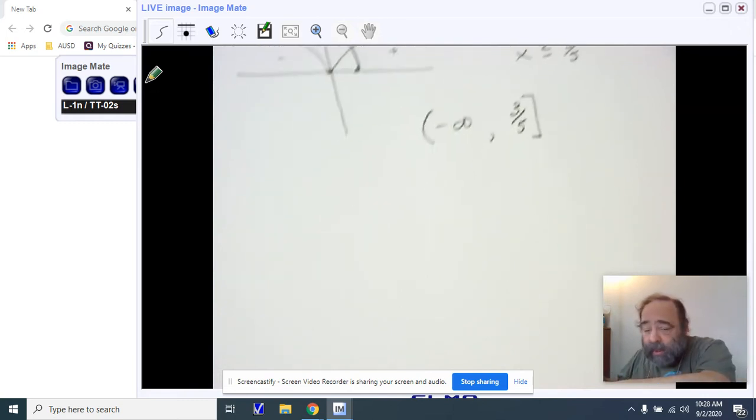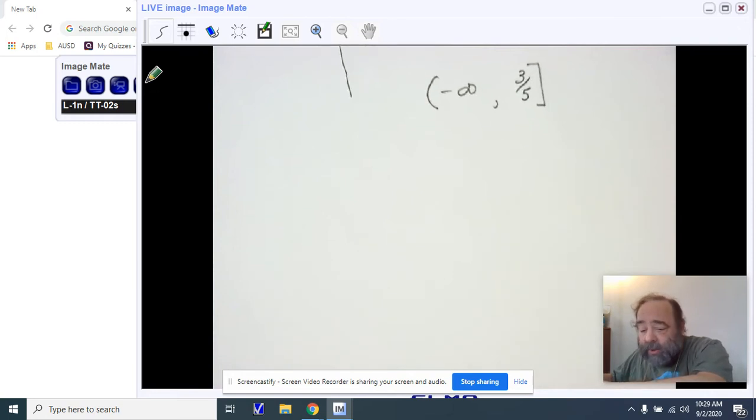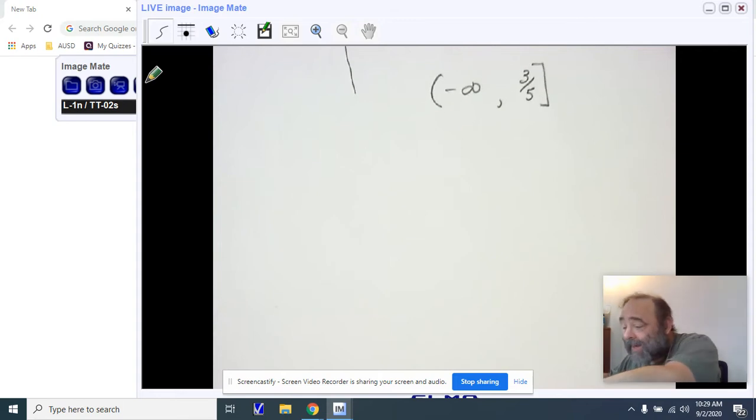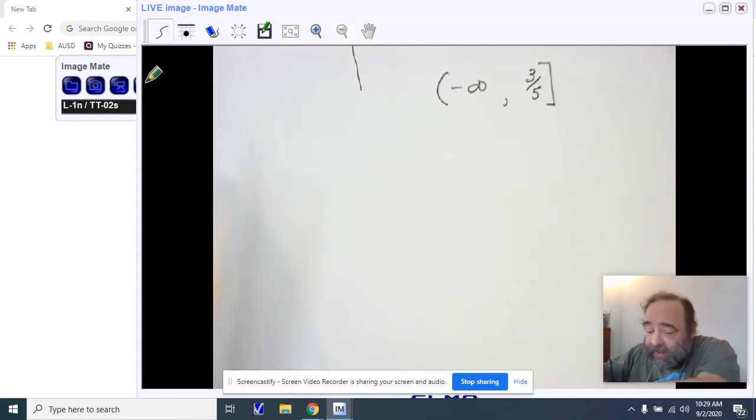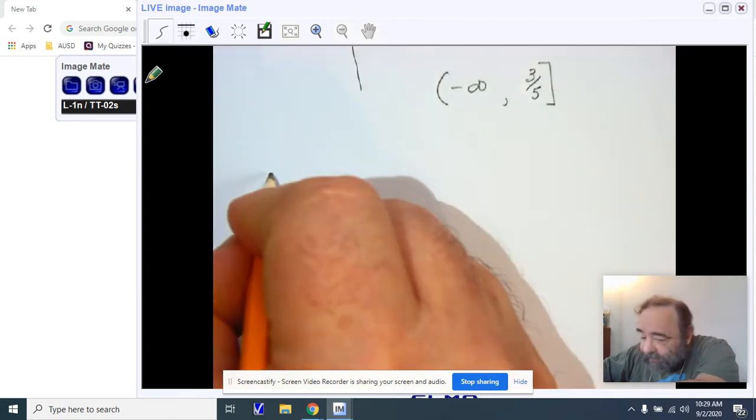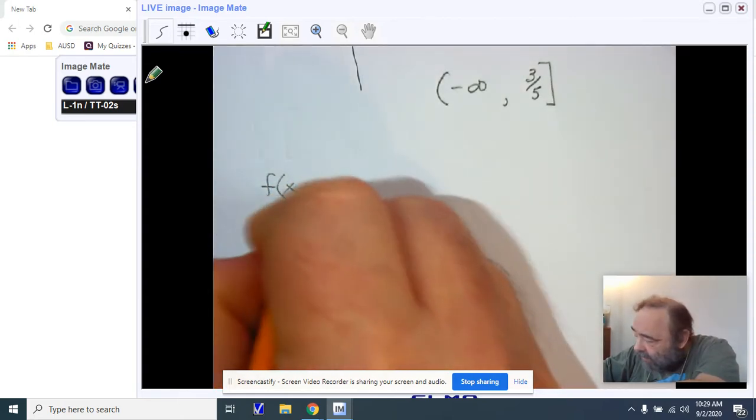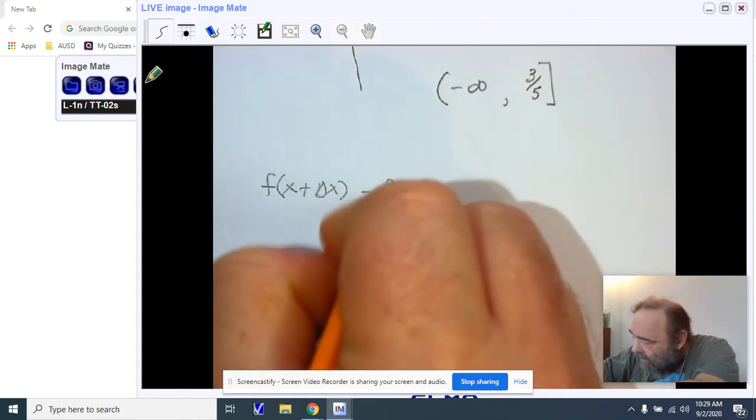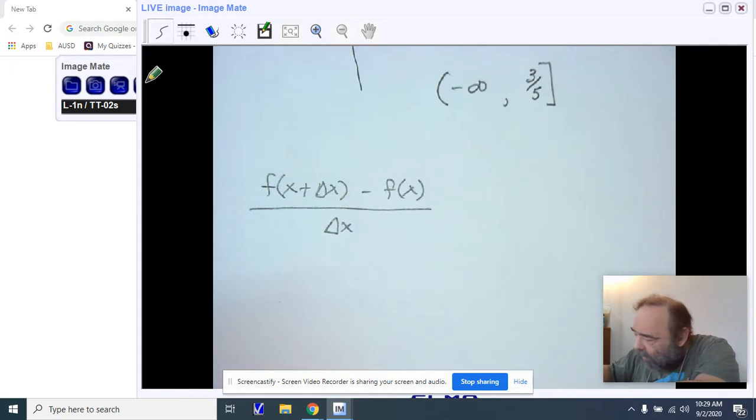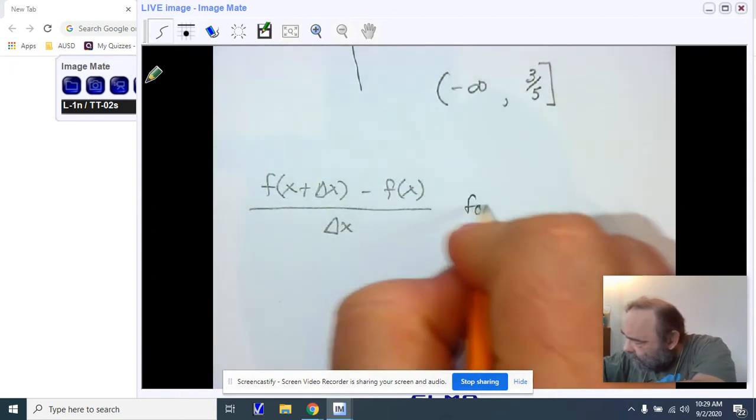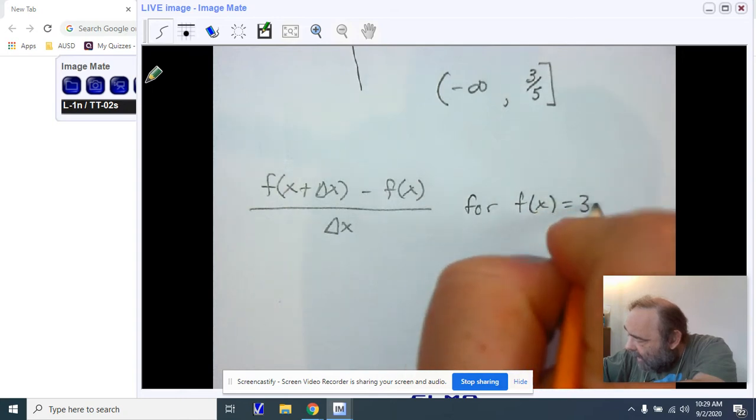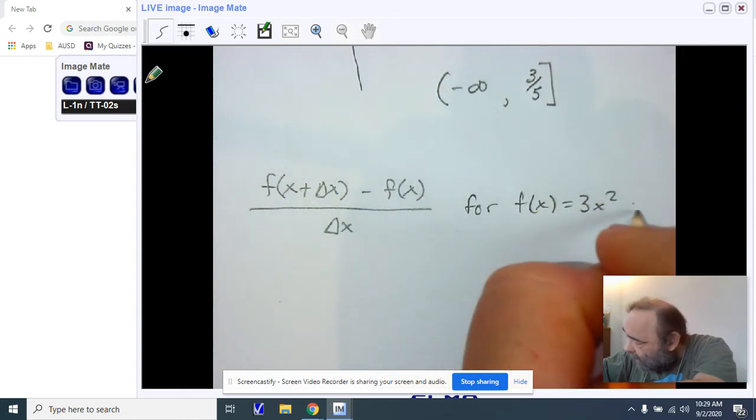Question number 10 is now working with the difference quotient. Now, it is important that you are able to do the difference quotient because that is one of our main devices that we will be working with all year long. The difference quotient is defined as f of x plus delta x minus f of x all over delta x. And we're going to be working with the function f of x equals 3x squared minus 1.